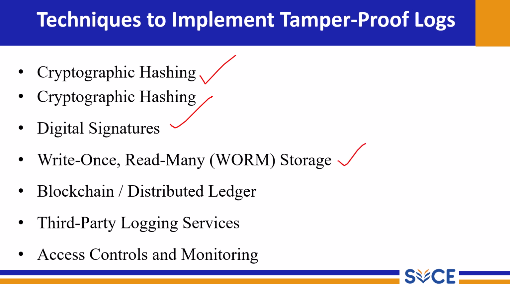And write-once, read-many storage, that is WORM storage. Here it is hardware or software enforced storage where data cannot be modified after being written. It is used in compliance-heavy industries, for example SOX or HIPAA. Then blockchain or distributed ledger: decentralized and append-only, and each node maintains a copy. Tampering with one node doesn't affect the consensus. And third-party logging services: you send logs to an external service that is out of the reach of local attackers, for example AWS CloudTrail, Splunk, ELK stack.